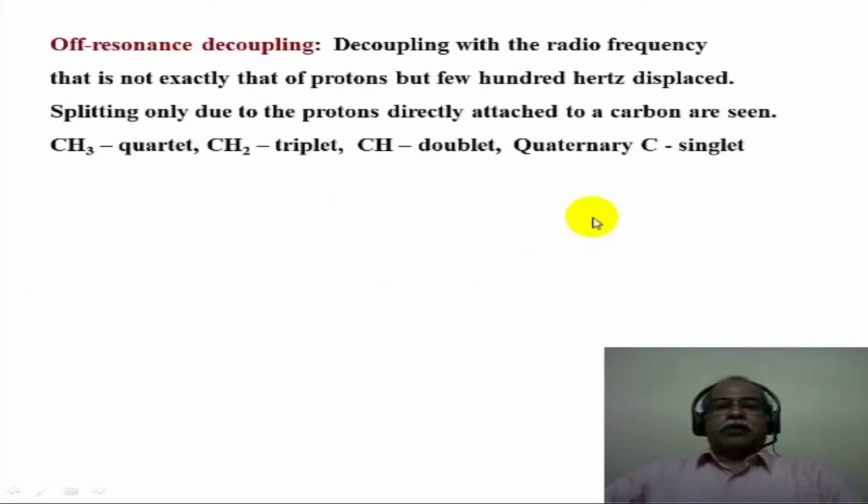Another technique that is used in carbon-13 spectroscopy is off-resonance decoupling. The decoupling frequency of the proton is not exactly matched, but it is offset by a few hundred hertz. Therefore, only the splitting information due to the protons that are directly attached to the carbon are seen here. In other words, when you have a methyl group, for example, it will be seen as a quartet in the off-resonance spectrum. A CH2 group will be seen as a triplet because the two hydrogens will split the carbon signal into a triplet. The CH kind of carbon, for example unsubstituted aromatic carbons bearing a hydrogen, would appear as a doublet.